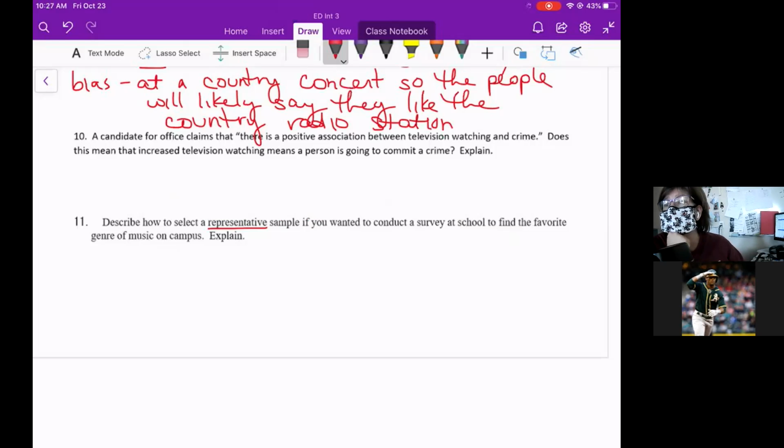Anybody else? Another way is to get a list of all students in alphabetical order and pick a number with a random number generator. So say I'm going to pick every 25th person on the list, get a list of those names, and then go talk to them. Okay. The likelihood is you're going to get a good mix of people. Anything with random, you're going to get a good mix.